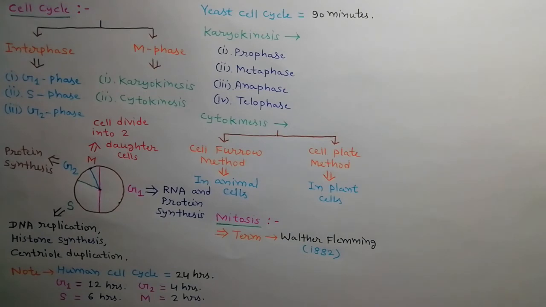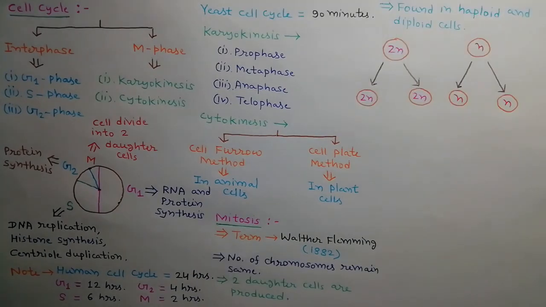The term mitosis was given by Walter Fleming in 1882. In mitosis, one cell produces two daughter cells upon one complete cell division. The number of chromosomes in daughter cells remains the same as that of the parent cell. Mitosis is found in both haploid and diploid cells as shown in the diagram.